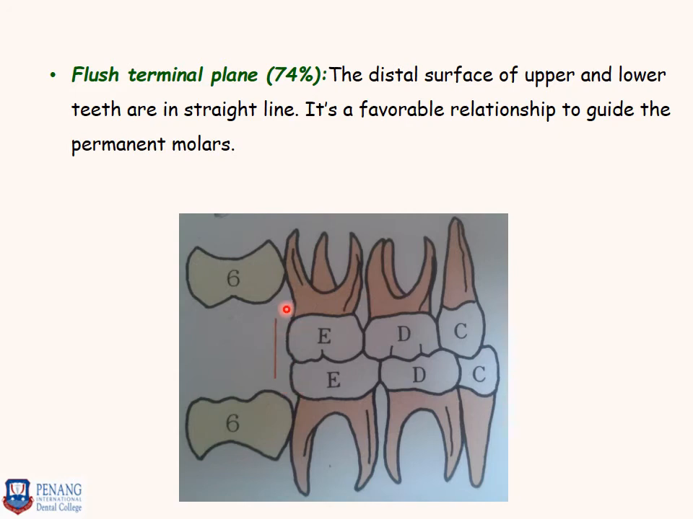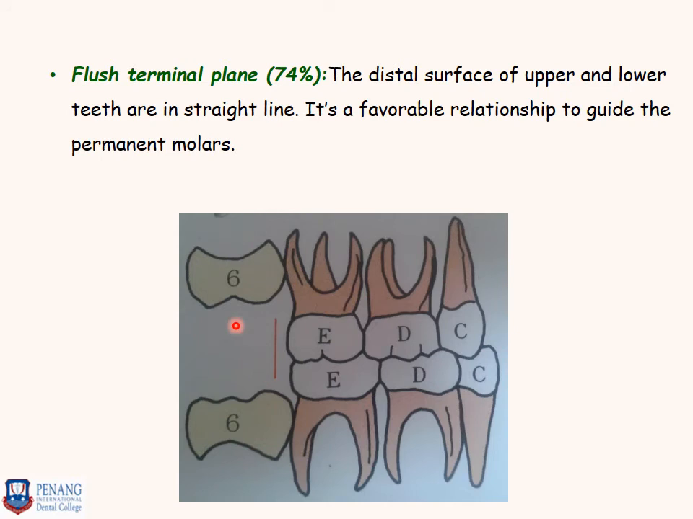This is called the terminal plane, and the flush terminal plane is seen in 74% of the population. The distal surface of the upper molar and the distal surface of the lower second molar are in the same plane, that is, in a straight line. So it is called the flush terminal. It is a favorable relationship which guides the permanent tooth to erupt into a class 1 molar relationship.